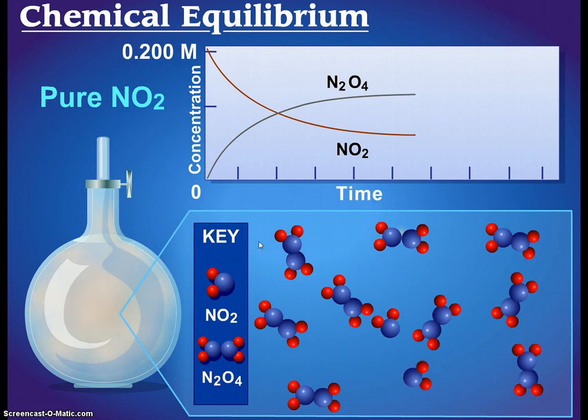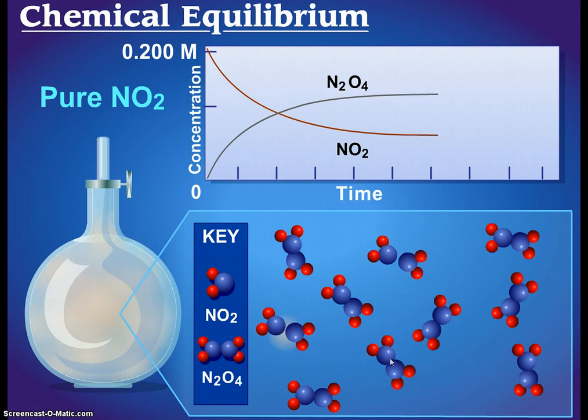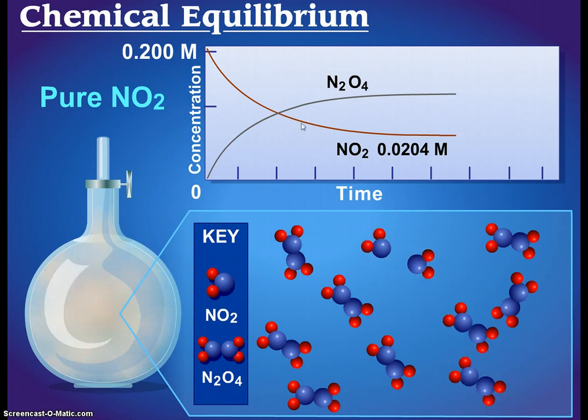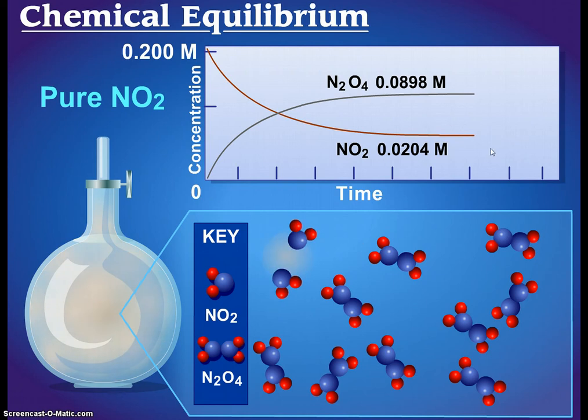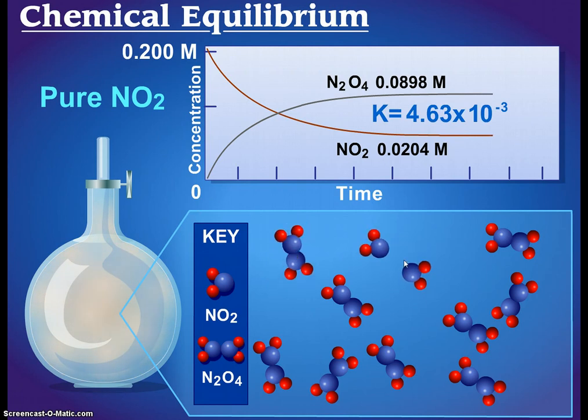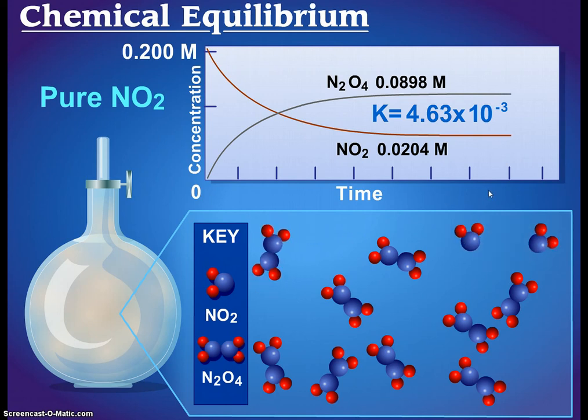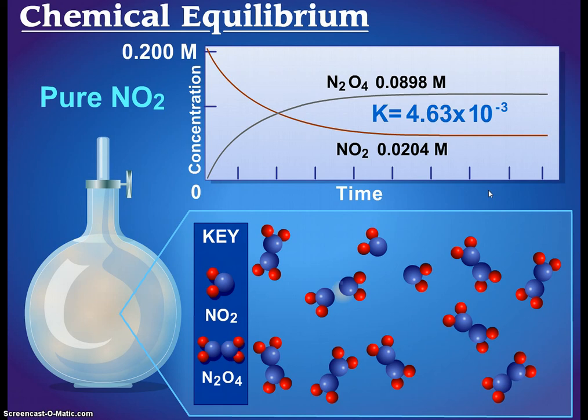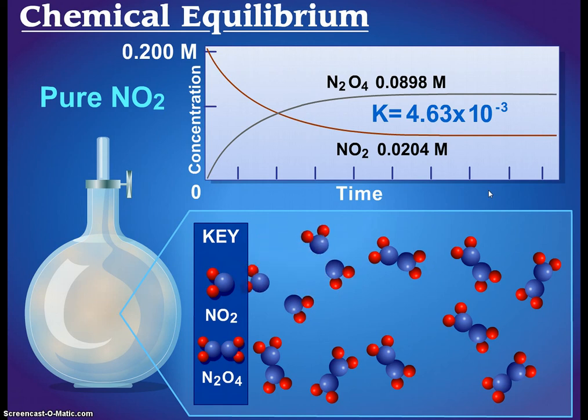So we see over time that these NO2s are combining, and we see that their concentration is going down and N2O4 is going up. But now we see that they've reached a steady state, and if we watch the molecules, we see that every time one comes together, one gets broken up. These come together, these break up. So the rate of the forward reaction at which two of the Mickey Mouse NO2 molecules are combining to make N2O4 is equal to the rate or speed at which the N2O4 is breaking up to make NO2s.